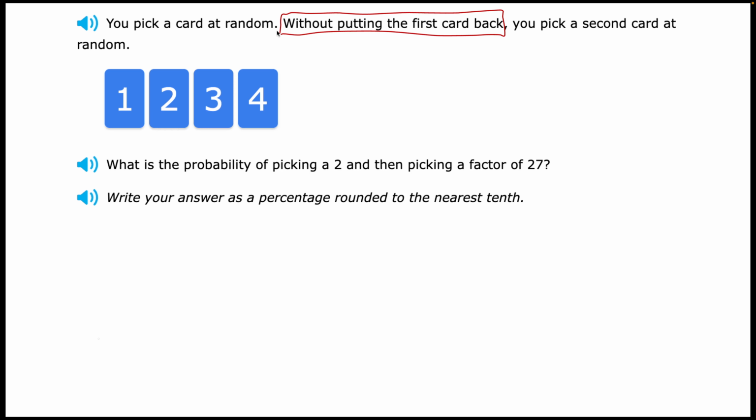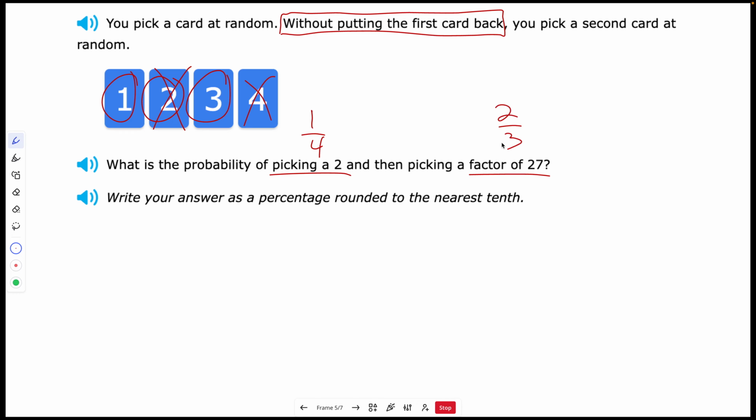All right, so here we go. It says, what is the probability of picking a 2? So 2 is 1 card out of the 4. And now remember, we don't put it back. So it's gone. And then it says, and then picking a factor of 27. So remember, the 2 is not there. Which one of the remaining cards are factors of 27? 1 is, 3 is, 4 is not. So this is 2 out of the 3 remaining cards. And now we can go ahead and multiply, which gives us 2 over 12.